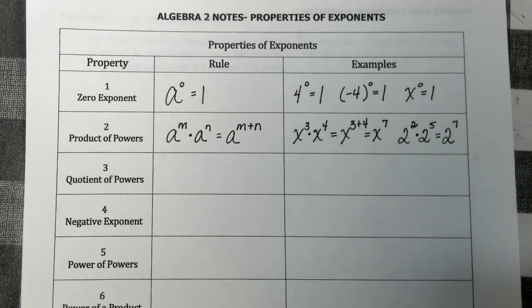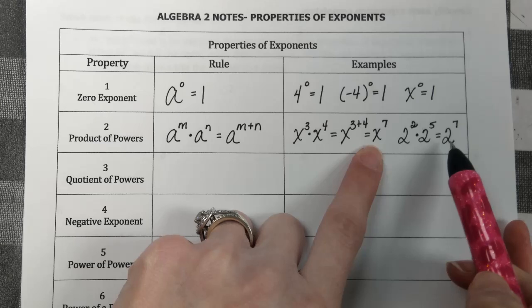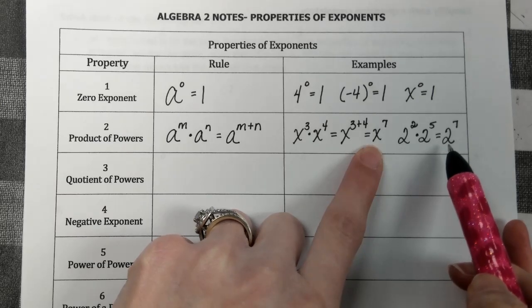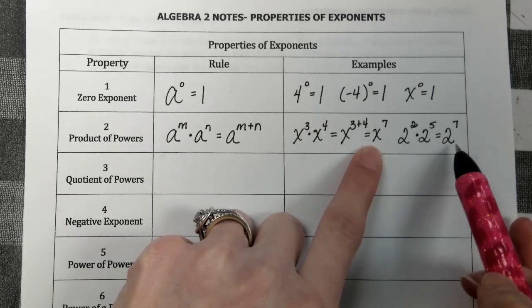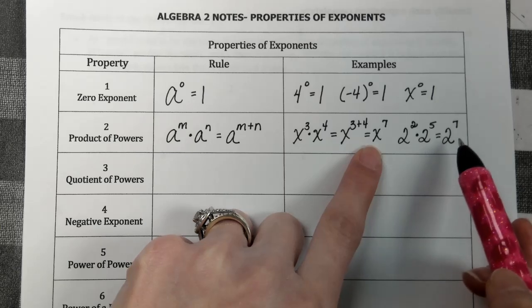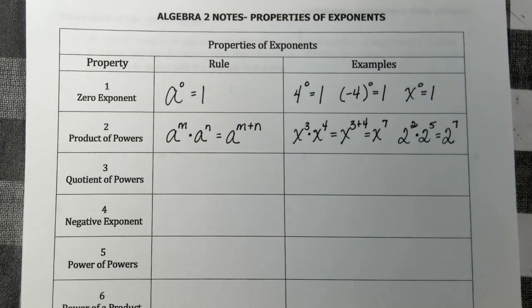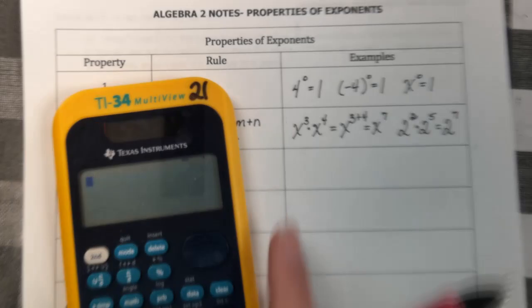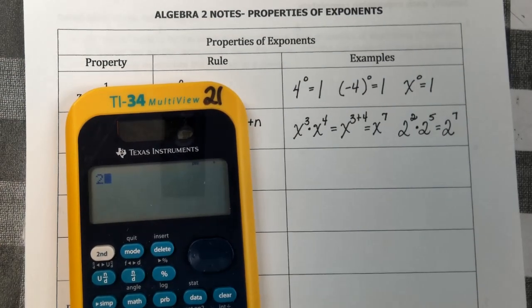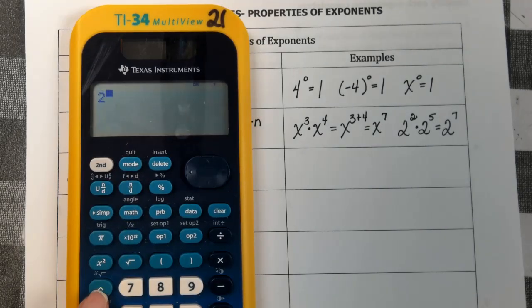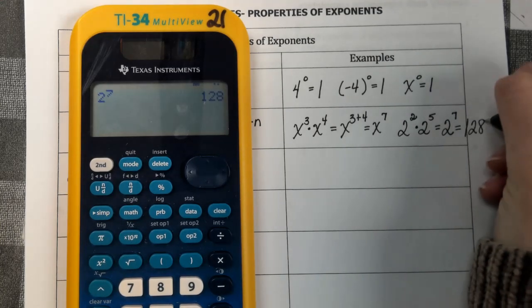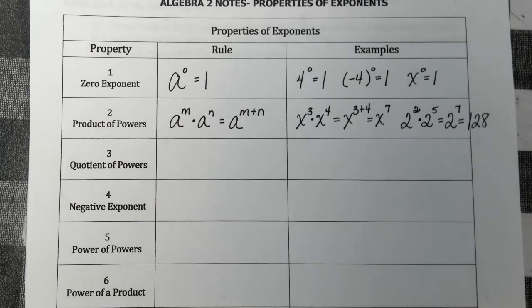7. Now, the difference between having a variable and an actual number as your base is that you have to evaluate the number. You can't leave 2 to the 7th power. So in your calculator, you'll type your 2 and then the caret button next to the 7 gets you an exponent, so 2 to the 7th power. That would be 128. So anytime you have a number as your base, you have to evaluate.